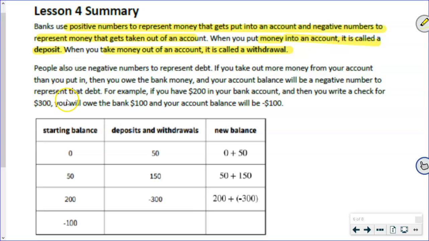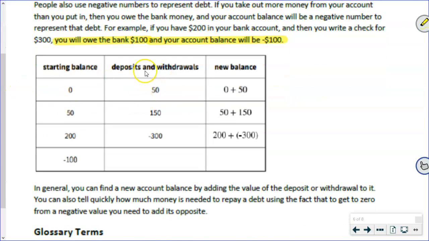Anyway, if you write a check for $300 and you only have $200 in your account, then you're going to owe the bank $100. Plus, the bank is also going to charge you some fees and other things too, so probably you'll end up owing more. So again, we can read this account balance. We started at 0, deposit of 50. I know that it's a deposit because there isn't a negative sign, so we can assume it's positive. New balance, 0 plus 50, is 50. And we deposit 150. Again, there's not a sign, so I can assume that's positive. 50 plus 150 is 200, so our new balance is 200.